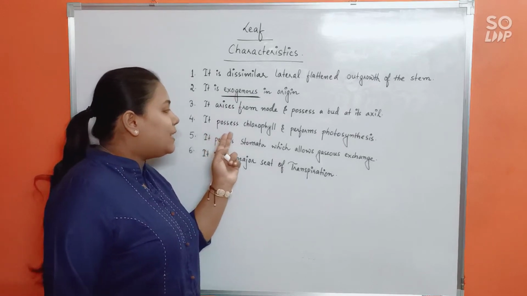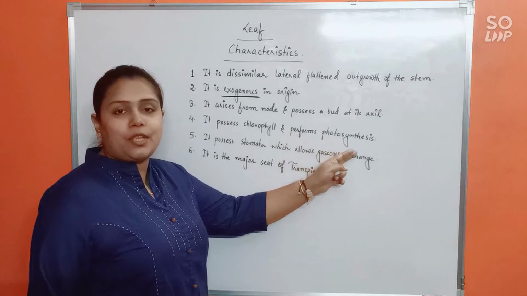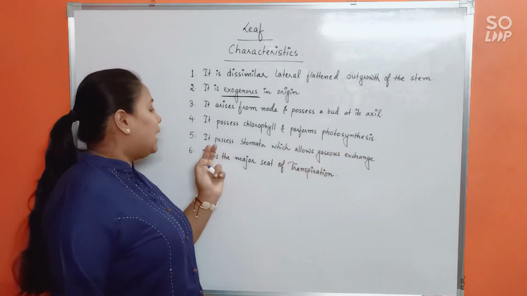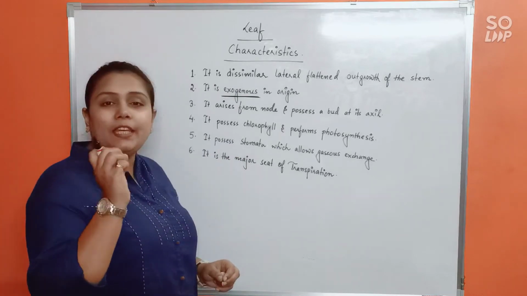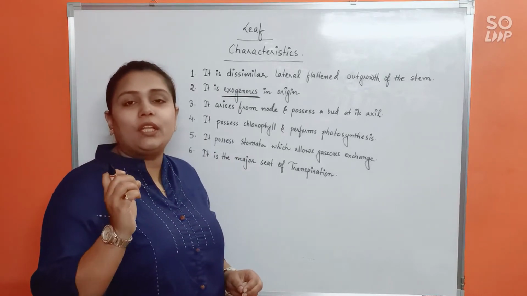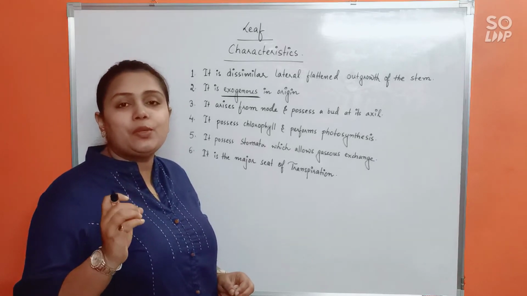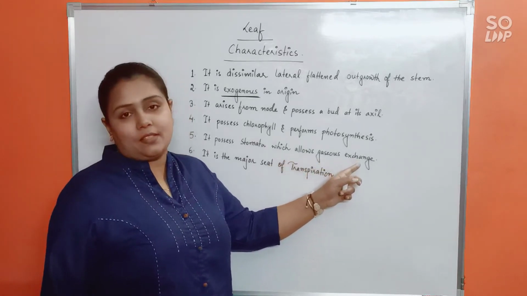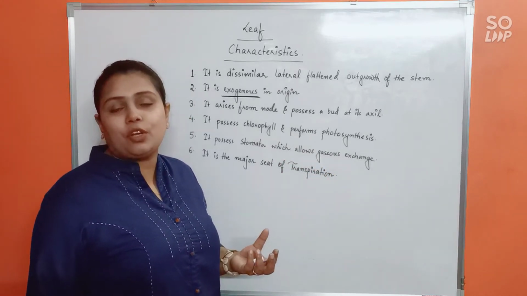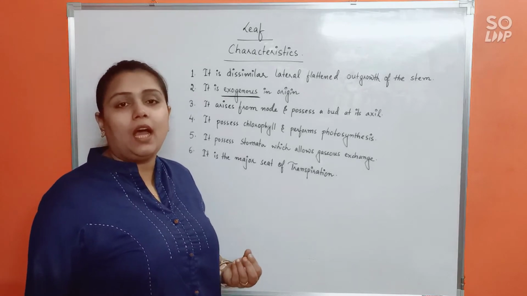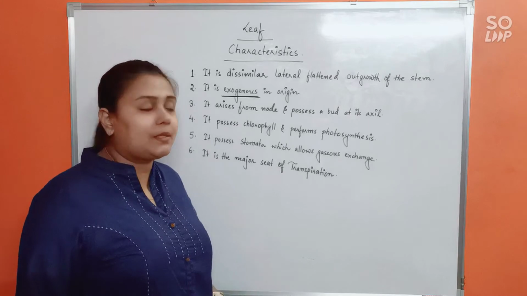Next, it possesses chlorophyll, that is the green color pigment, and performs photosynthesis. Alright? Next, it possesses stomata. Now, stomata are minute pores that are present on the lamina of the leaf. These minute pores allow exchange of gases. In the plant body also, the exchange of gases is very much required, and that occurs via stomata, and the stomata are present mainly in the leaves.